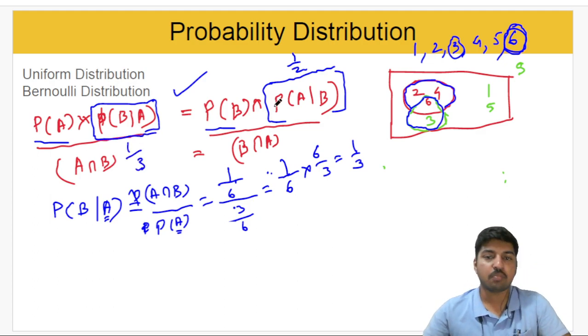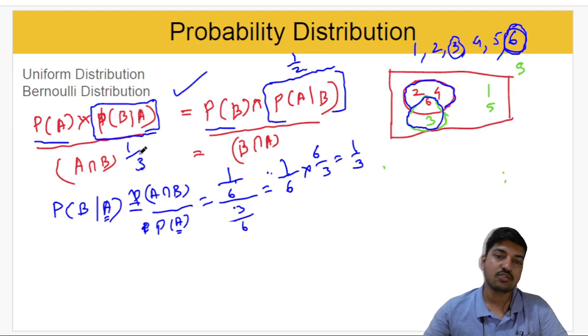So earlier we got probability of A given B as 1 by 2. Now we got probability of B given A as 1 by 3. What is probability of A and what is probability of B? What is probability of A? Just now we calculated it. Probability of A is the even number event. What is that?